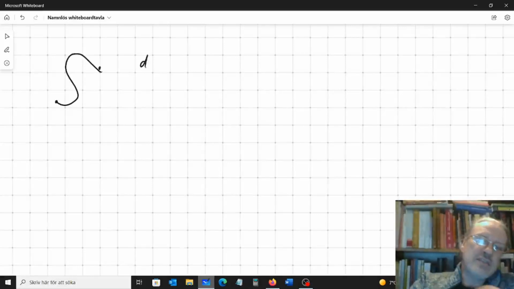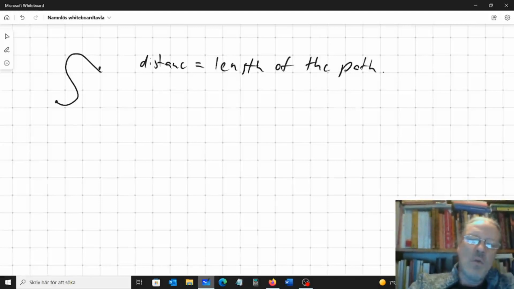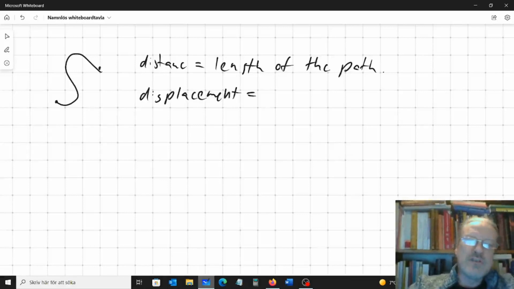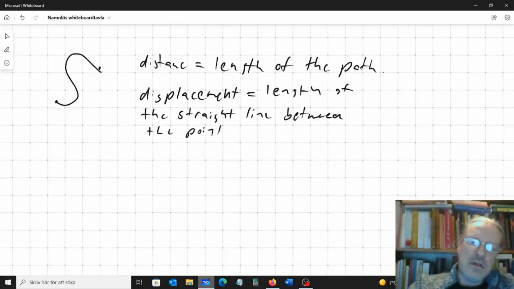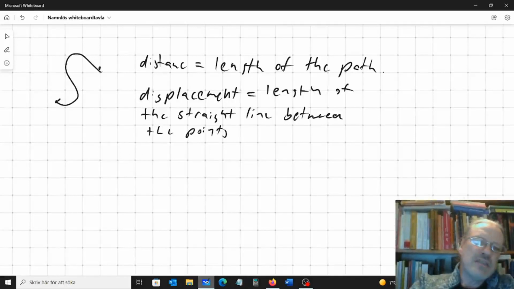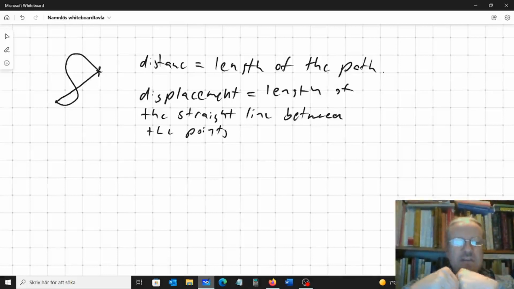Then the distance is defined as the length of the path, whilst displacement equals the length of the straight line between the points. In other words, displacement is this length here, and in some cases when we talk about displacement, it also has a direction.